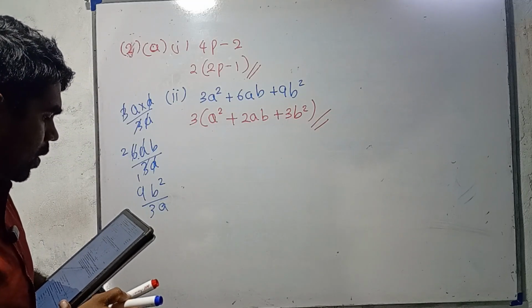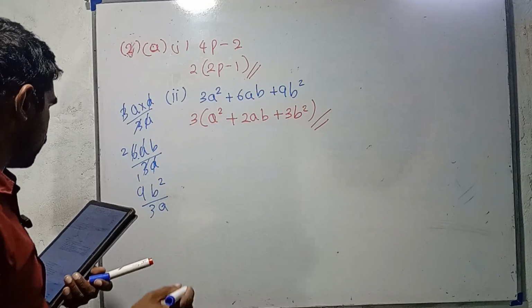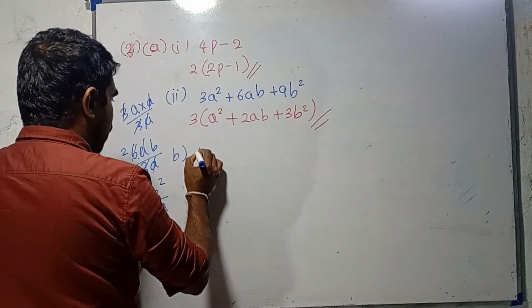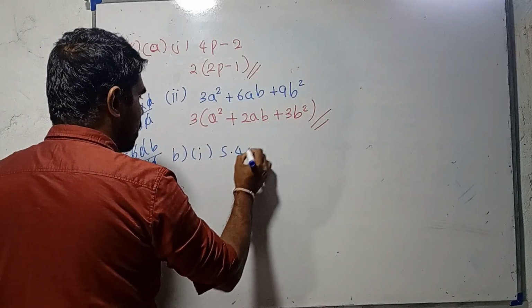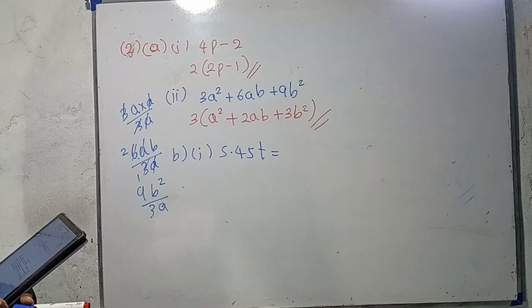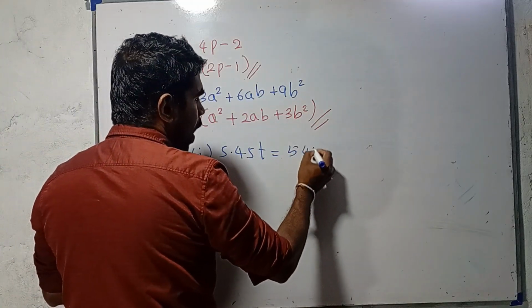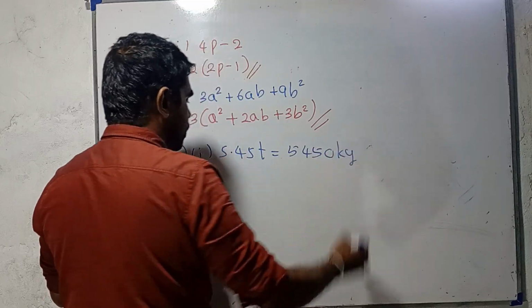Express 5.45 metric ton in kilograms. B part 1. 5.45 metric ton. We know that 1 metric ton is 1000 kilograms. Therefore, 5450 kilograms.